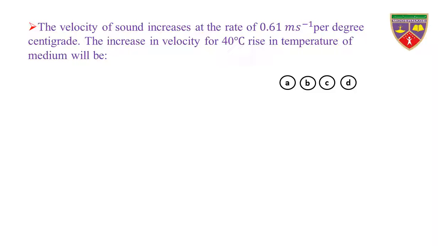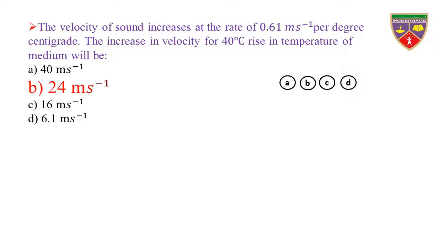The velocity of sound increases at the rate of 0.61 meter per second per degree centigrade. The increase in velocity for a 40 degrees centigrade rise in temperature of the medium will be option A, 40 meters per second, option B, 24 meters per second, option C, 16 meters per second, option D, 6.1 meters per second. The key is 24 meters per second. Therefore, the correct option is B.